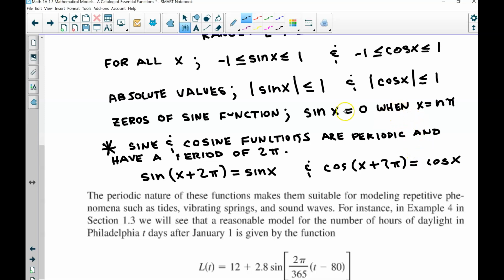Okay, now the periodic nature of these functions makes them suitable for modeling repetitive phenomena such as tides, vibrating springs, and sound waves. So for instance, in example 4 in section 1.3, we will see that a reasonable model for the number of hours of daylight in Philadelphia T days after January 1st is given by the following function.